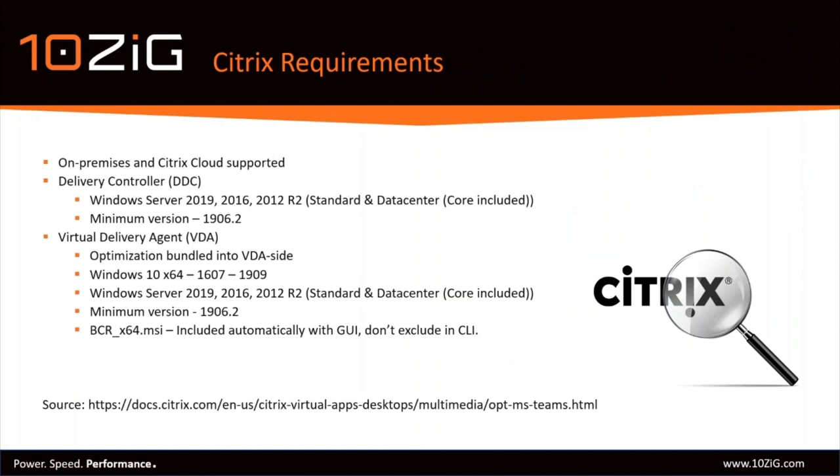So moving on to the Citrix requirements now. Let me just take you through the requirements. The Teams optimization is supported for both on-prem deployments and also Citrix Cloud. It's also supported across both server and desktop-based operating systems or VDAs, virtual delivery agent. That ranges from Server 2012 R2 through to Server 2019, and on the desktop OS, Windows 10, ranging from 1607 through to 1909. A minimum of 1906.2 is required for the delivery controller and VDA.